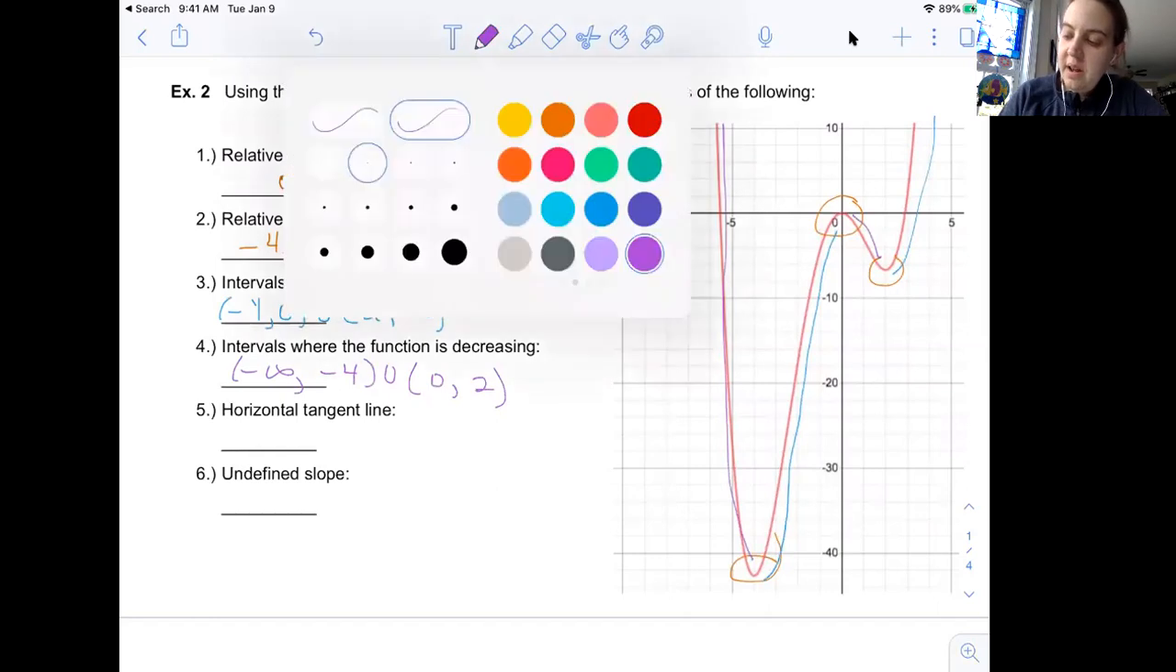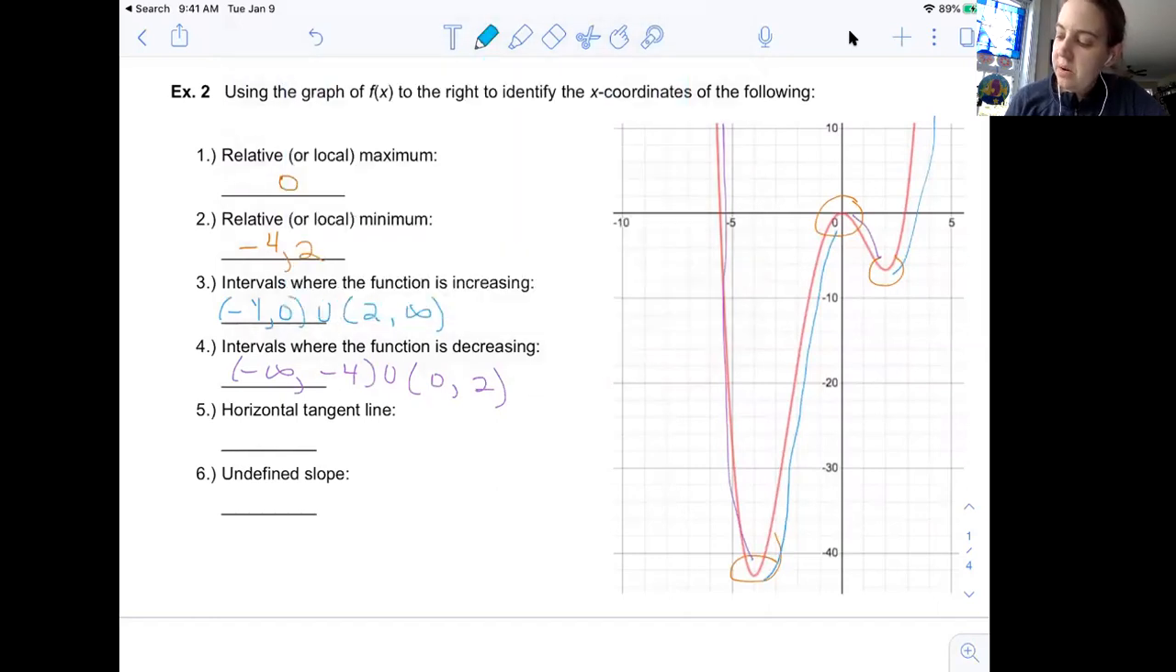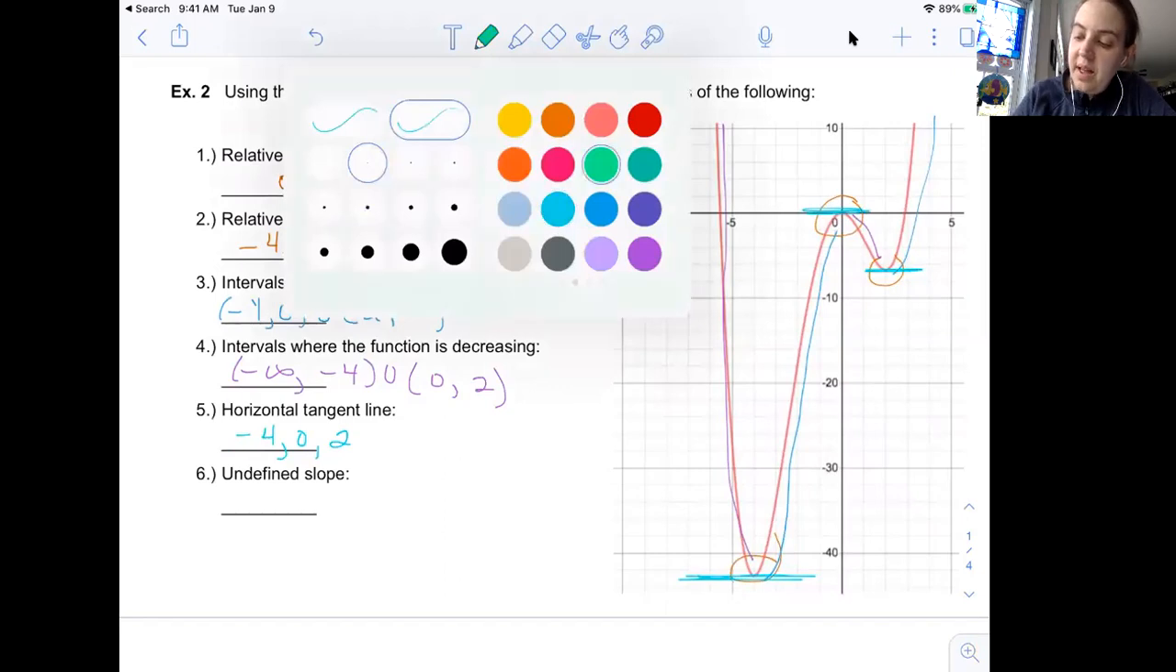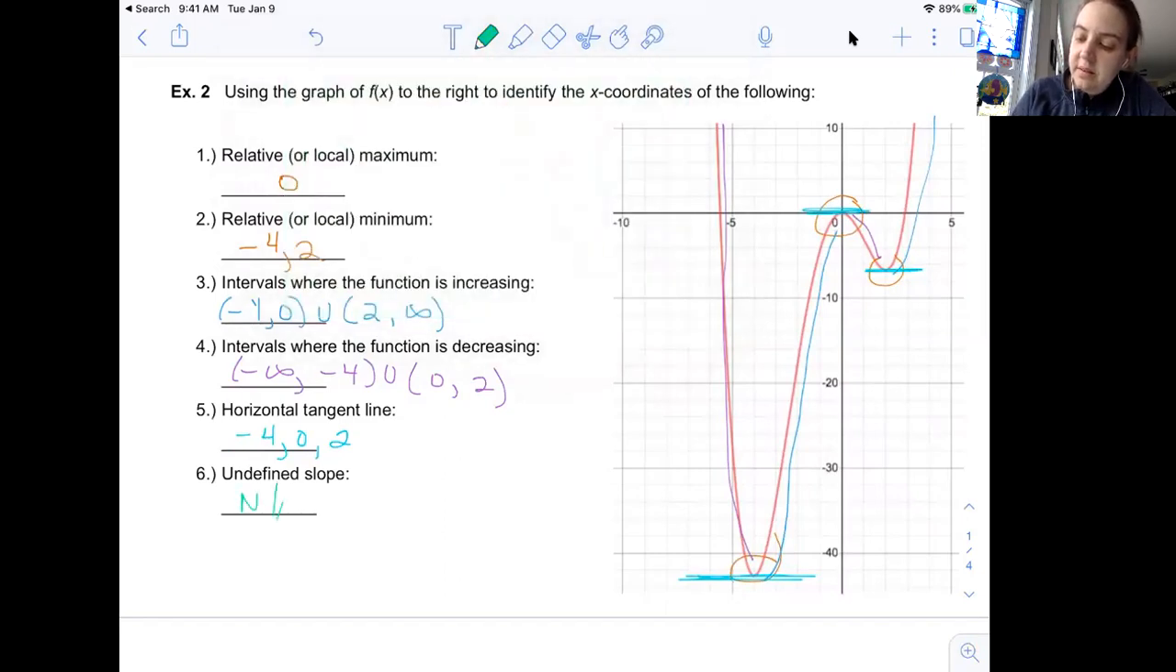Horizontal tangent lines, we've got a couple of those here. Your horizontal tangent lines, again, are where that slope would have a horizontal line here, here, and here. We've got 3 of them in this case. -4, 0, and 2. Then undefined slope, that happens at a cusp. I don't have any cusps in this picture, so that does not apply to us. There you go, maximums, minimums, increasing, decreasing.